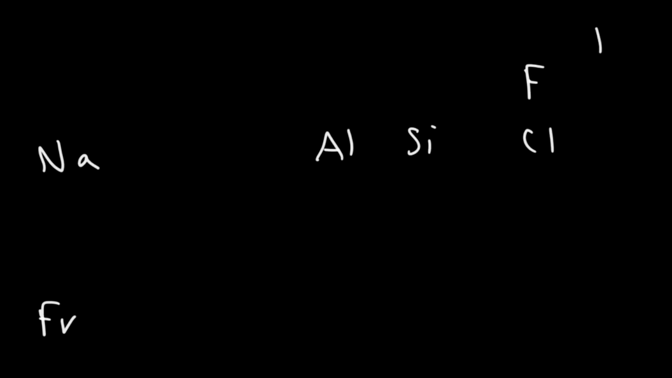So let me give you a visual illustration. Let's say sodium is located at that position on the periodic table. Francium would be here. Aluminum will be somewhere in the middle. Then you have silicon, chlorine, fluorine, and helium. So these are just some elements in the periodic table. Now, notice that francium is lower than sodium. So francium will have a greater metallic character than sodium.